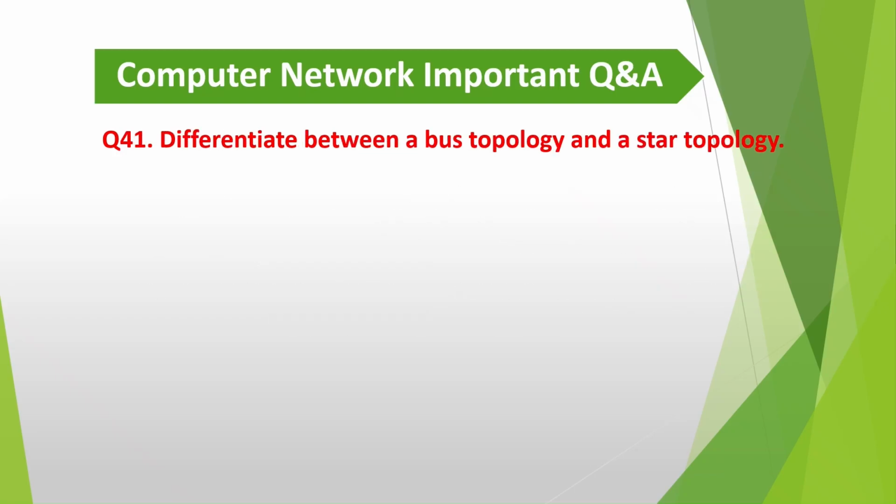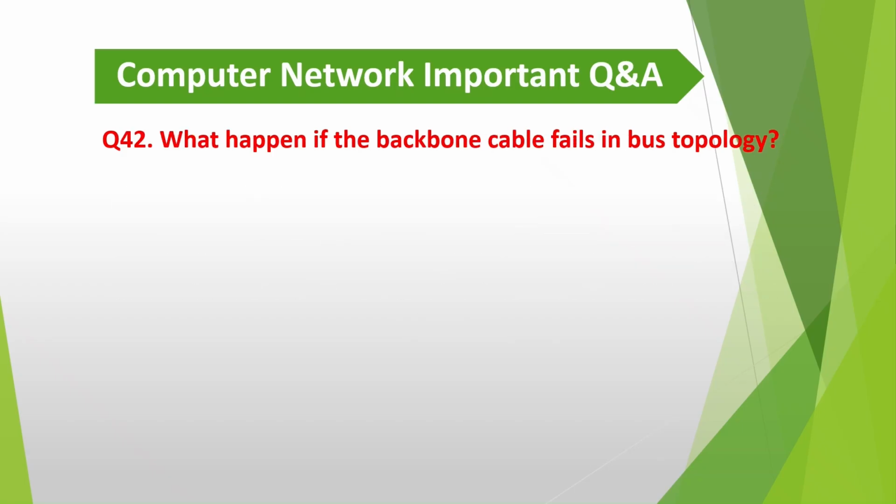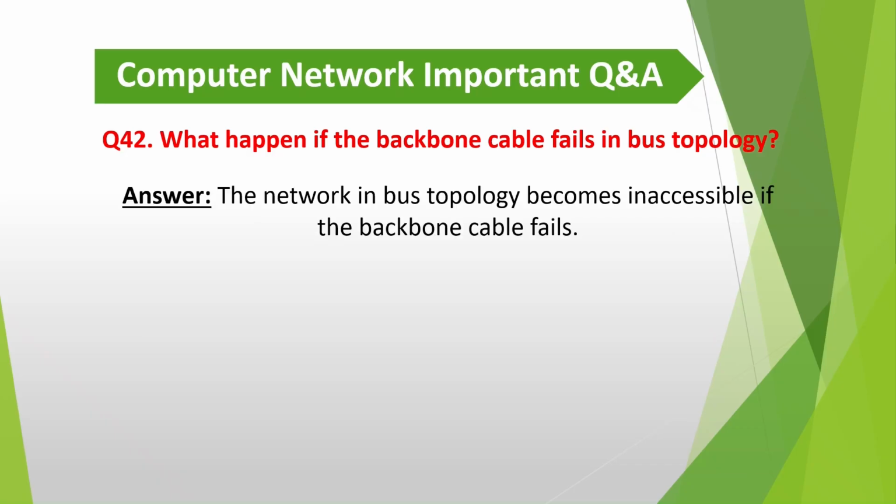Question 41. Differentiate between a bus topology and a star topology. Answer. A star topology includes a central device called hub to connect all computers together. It is more expensive to implement than bus topology. A star topology generally requires more cable. A failure in a star network cable does not affect the entire LAN. Question 42. What happens if the backbone cable fails in bus topology? Answer. The network in bus topology becomes inaccessible if the backbone cable fails.